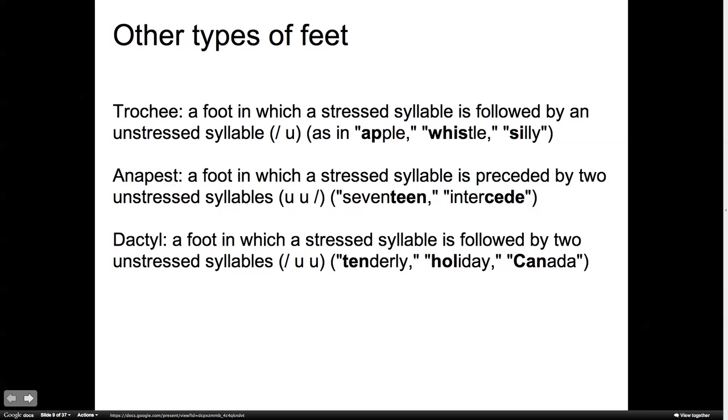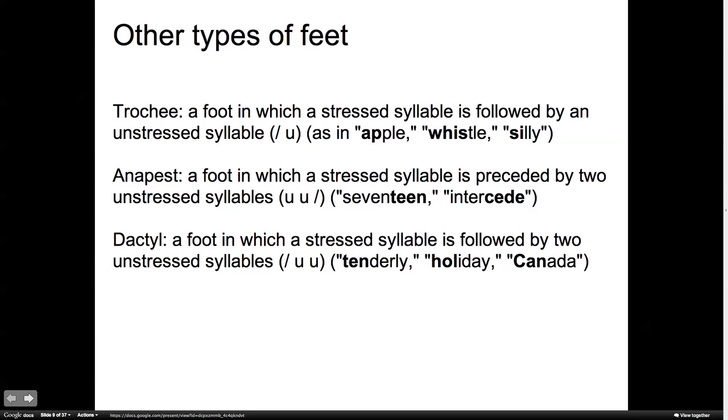There are other types of feet used extensively by 19th century American poets. We've seen a number of examples of them. Focus here on the 3 most important. One is the trochee, which is a foot in which a stressed syllable is followed by an unstressed syllable. It's essentially an iamb reversed. I have many examples of it in standard English words like apple, whistle, and silly.